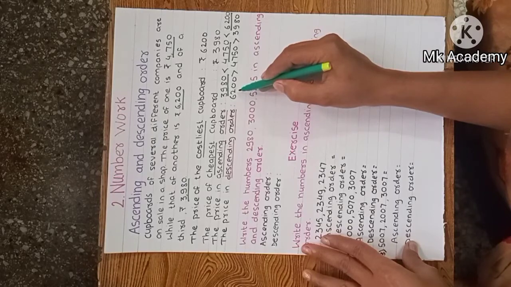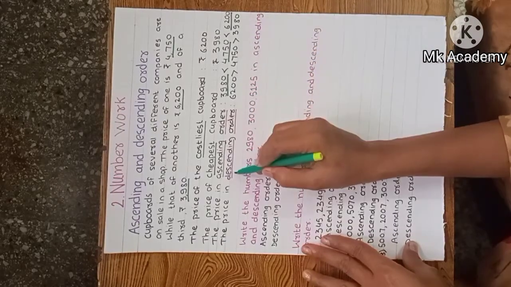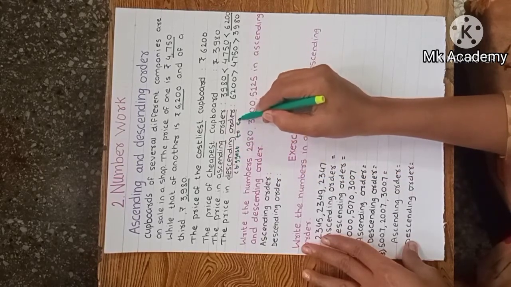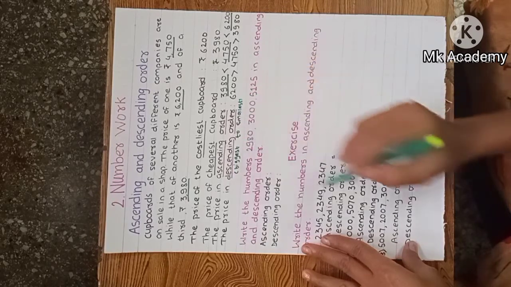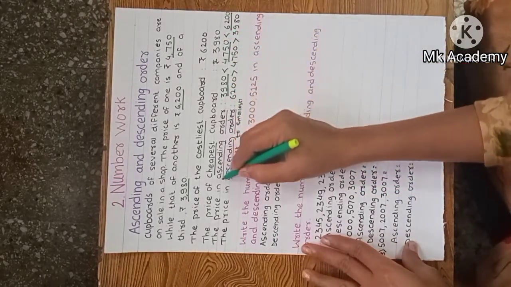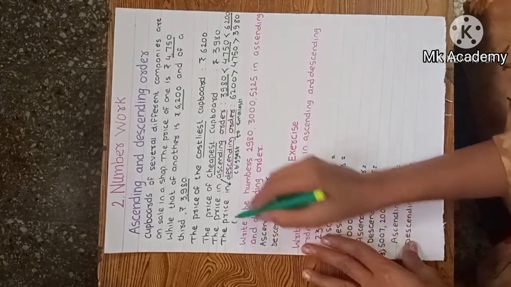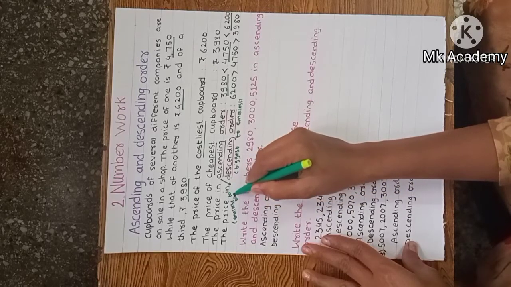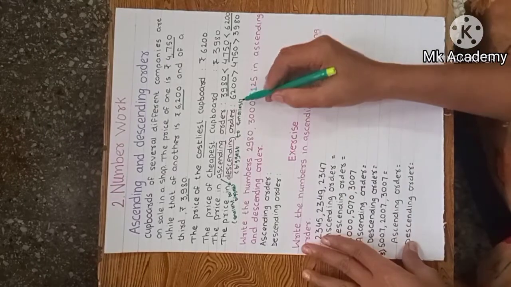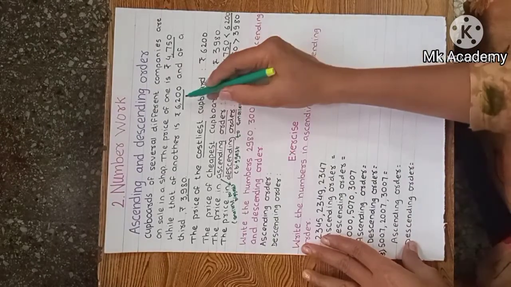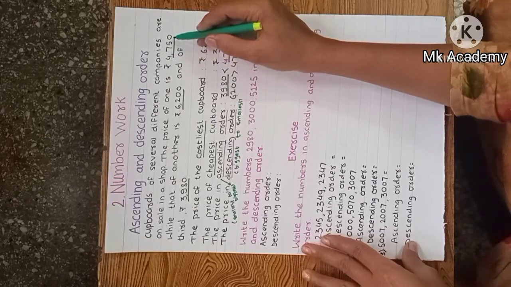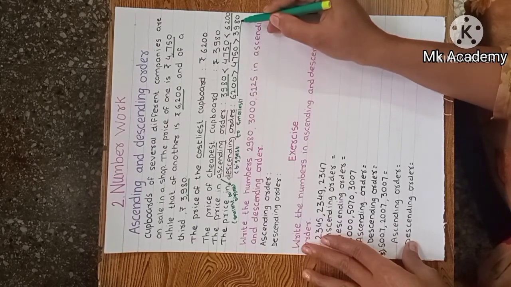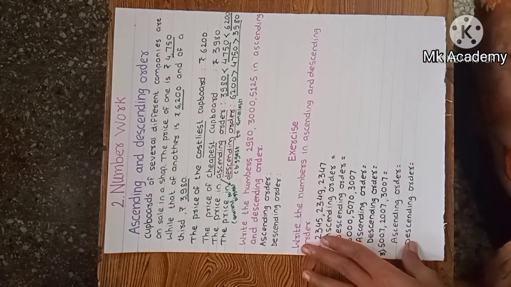Descending order means costliest to cheapest, or in other words biggest to smallest. Understood? For descending order. And for ascending order, what can we write? Smallest to biggest. Understood? Now the biggest or costliest price is 6,200, then 4,750 and then 3,980. Means this is descending order and this is ascending order.